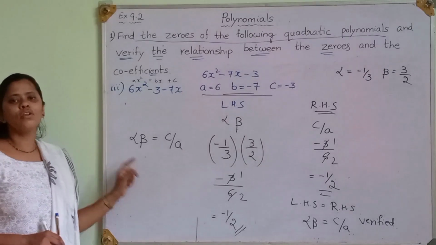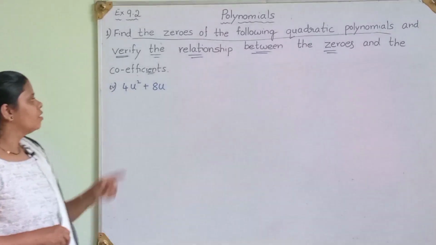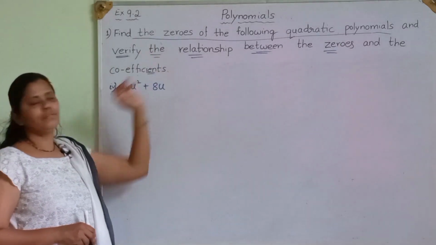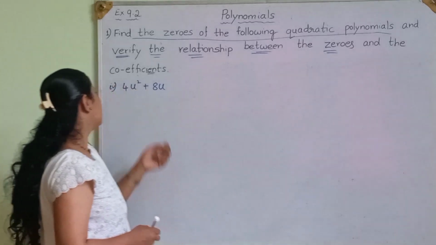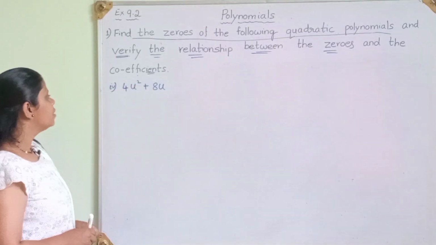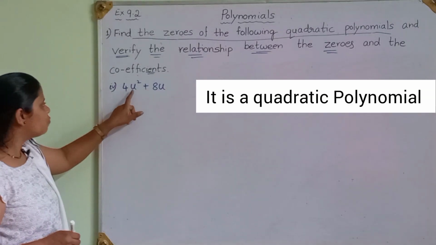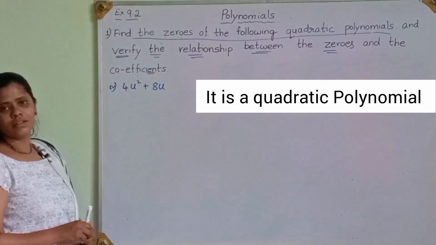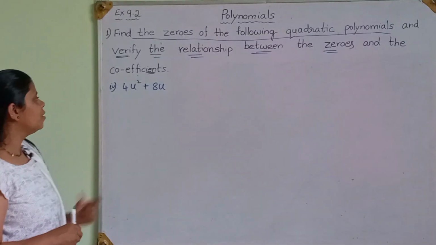Let us solve the fourth problem. Now let us solve this question number 4: 4u square plus 8u. First let us do the first part of the question. Find the zeros of the quadratic polynomial. We have to find out the zeros of this quadratic polynomial. See here, is this a quadratic equation? Yes, because we have degree 2. It is a quadratic equation. But the constant term is missing, isn't it? No problem.